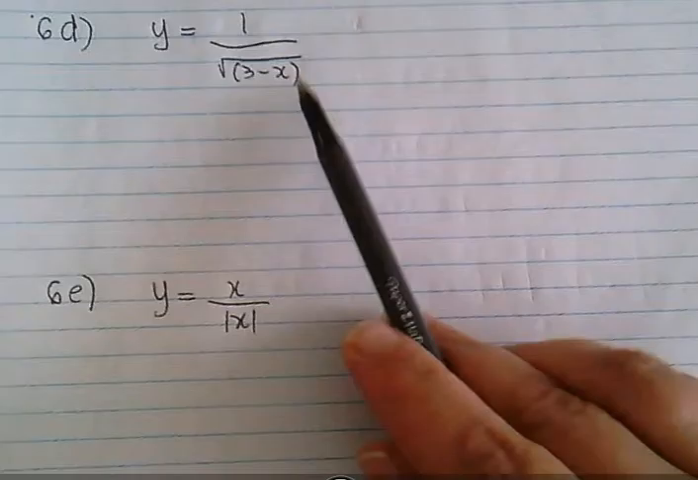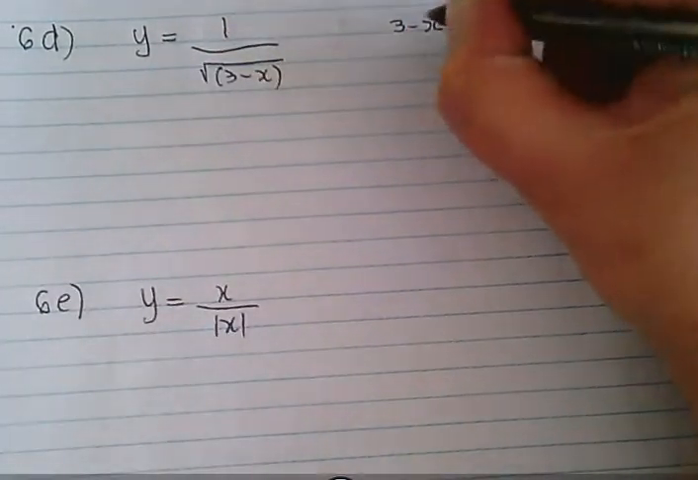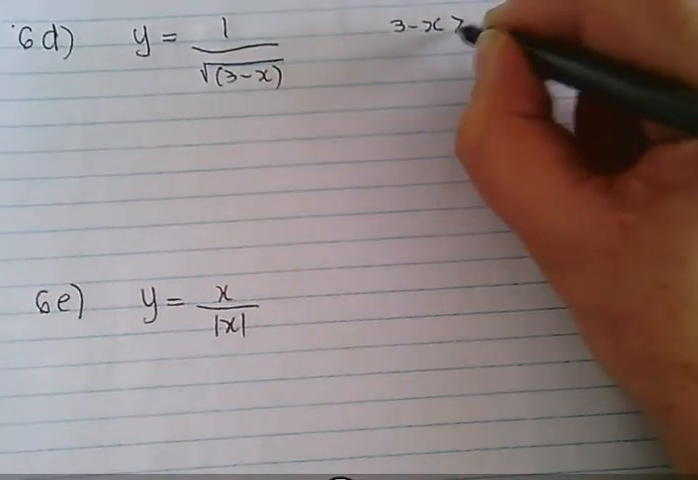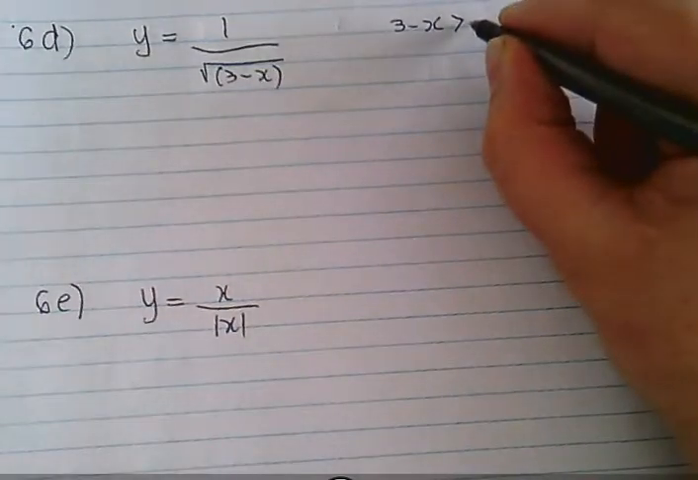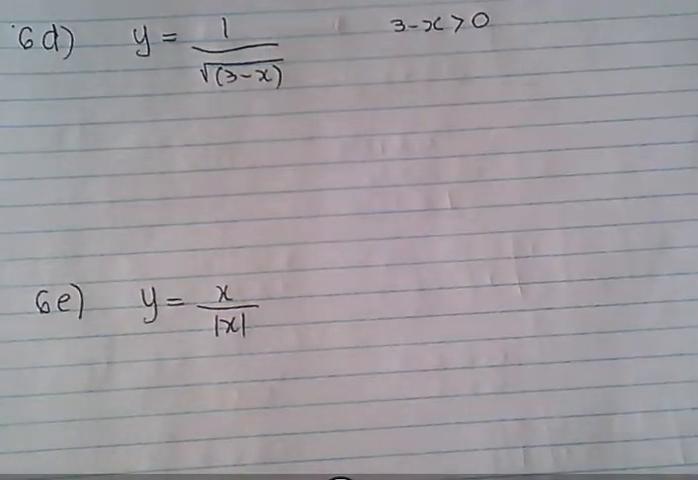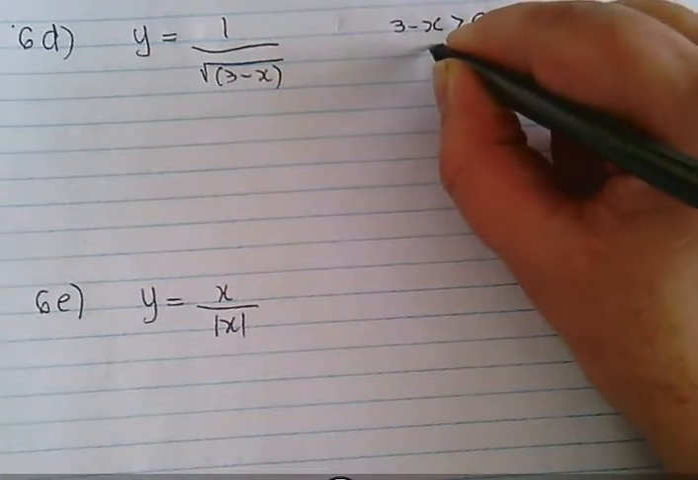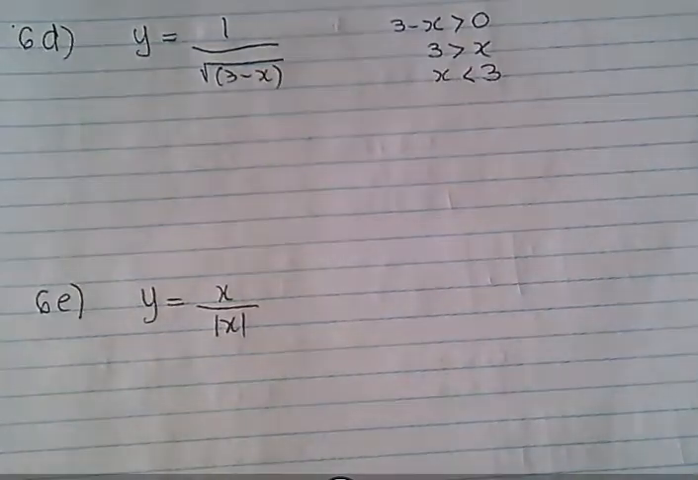So your range is Y is greater than or equal to 0. These are good questions. 6D. Let's work with the denominator. 3 minus X. Because of the square root, it has to be greater than or equal to 0. But because of the denominator, it can't equal 0. So that just leaves me with greater than 0. Square root, greater than or equal to 0. Denominator can't equal 0. So we're just left with greater than 0. So that means X is less than 3.